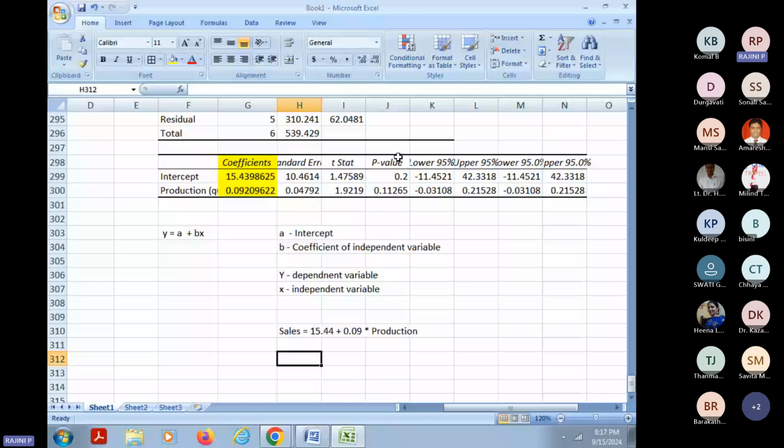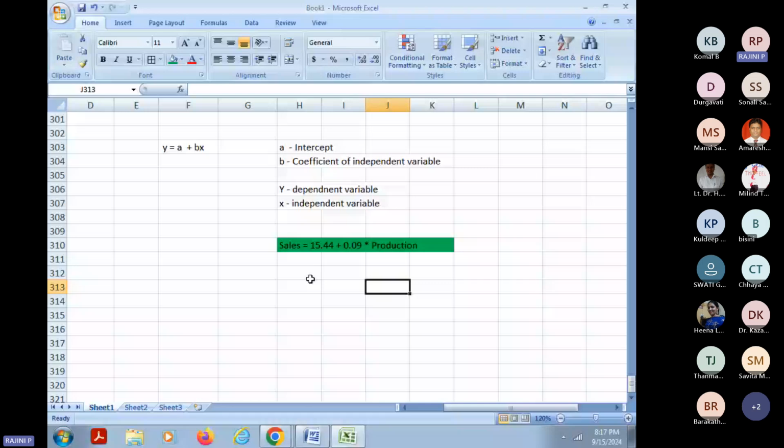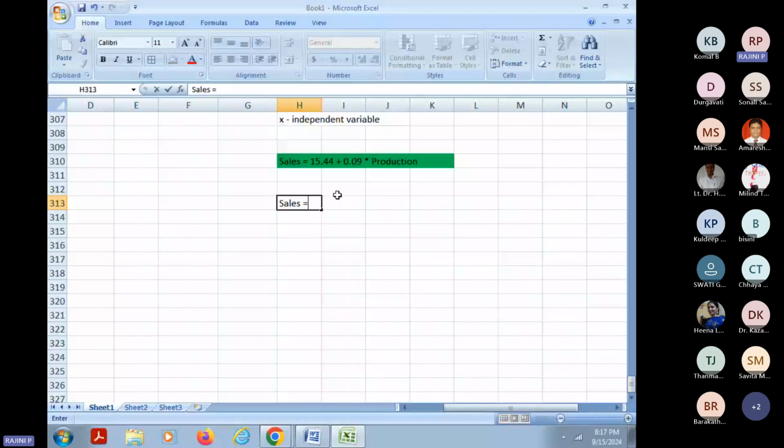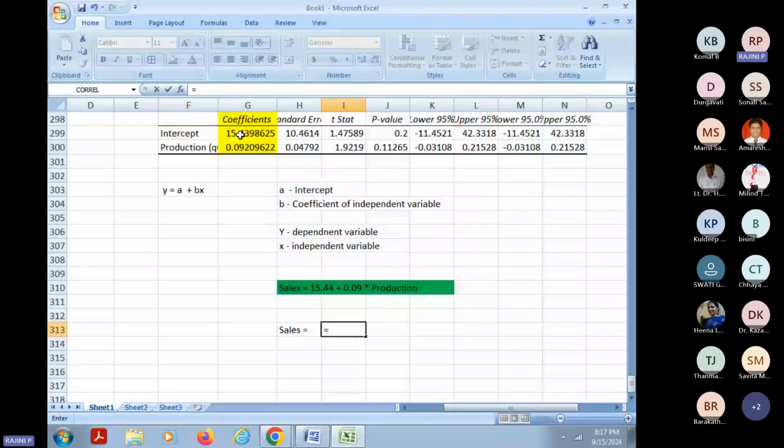Now the question is, what is the sales if the production is 300? How can I do that? Sales is equal to intercept plus production coefficient, that is B, into production. How much is it? 300. Enter. So if the production is 300 quintals, then sales will be 43.06 lakhs. Okay, so this is the conclusion.